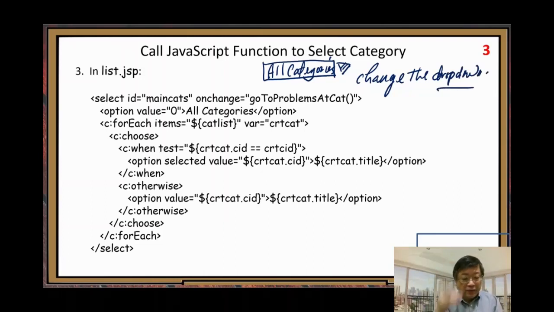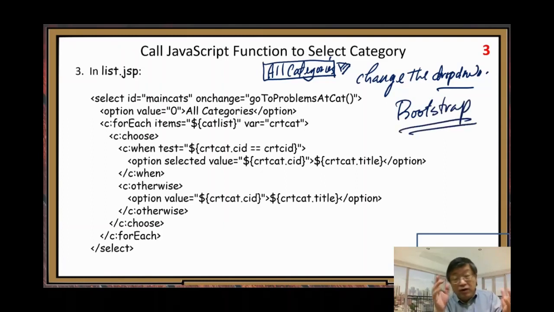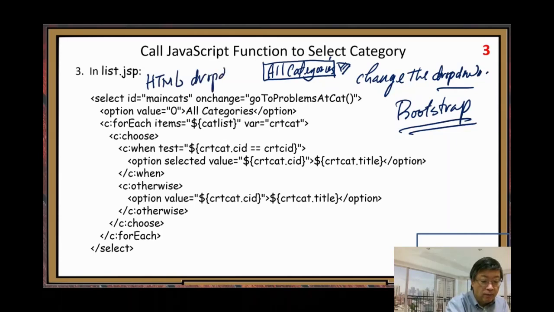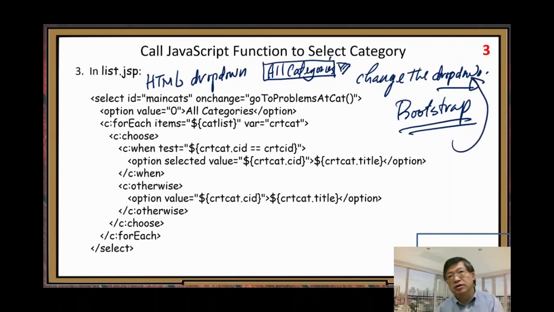The reason is a simple reason. The old version is from the Bootstrap. The old version is the Bootstrap version. The Bootstrap version has a structure different from this, which is an HTML dropdown. The older version is the Bootstrap dropdown. They have completely different structures.